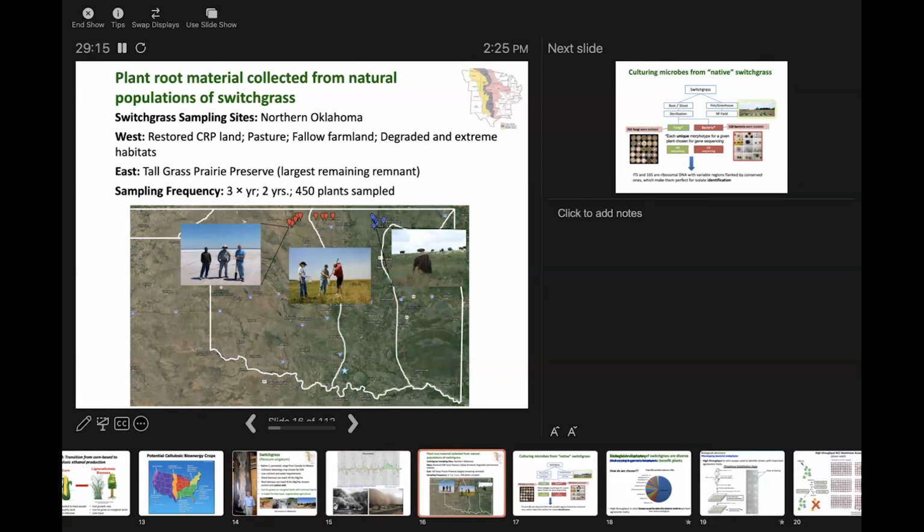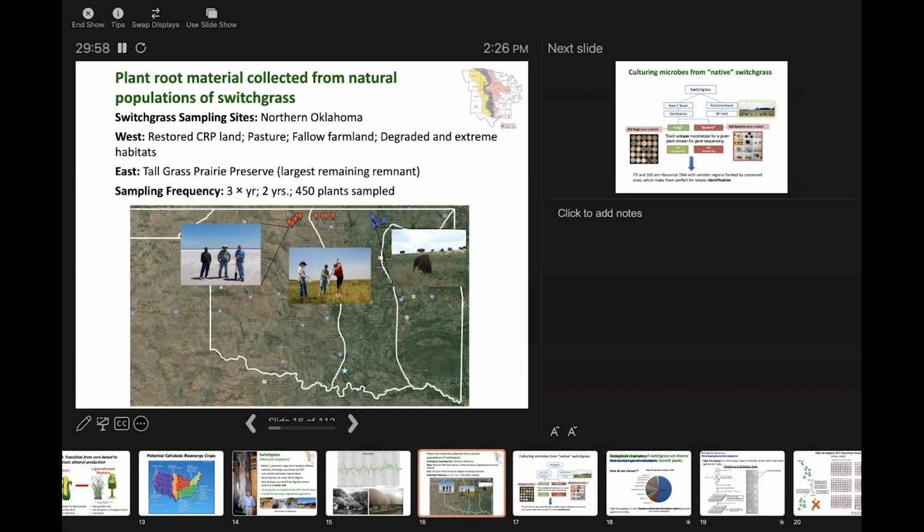Our switchgrass plants. When we want to enhance switchgrass, we go out and we find switchgrass and we sample that to put in our cultivars. Okay. So my team for 3 consecutive years flew up into Ponca City. We split in half. Half went to the Tallgrass Prairie Preserve. The other half went across the transect, across northwestern Oklahoma, including restored CRP land, pasture, fallow farmland, degraded and extreme habitats, including the Great Salt Flat that's in the Panhandle. There were actually switchgrass plants growing right on the margins of this stuff. So very interesting for us.